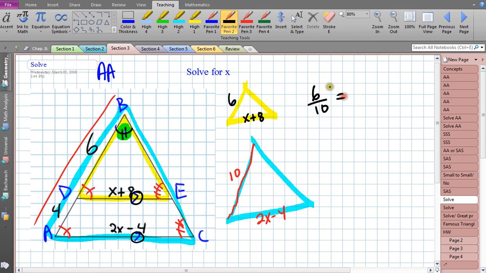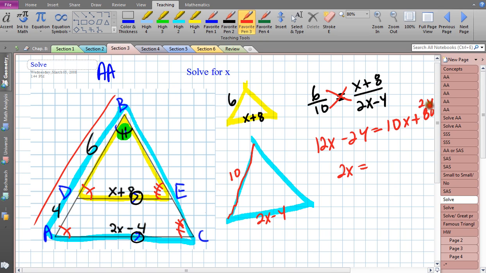We have 6 over 10 is proportional to x plus 8 all over 2x minus 4. So the geometry is over at this point. At this point, you have to use algebra. I have great algebra skills. I'm going to distribute. That's 12x minus 24 equals 10x plus 80. I'm going to move the 10x to this side. I got 2x. The 24 goes on this side. It becomes positive. That's 104. It looks like x is 52.